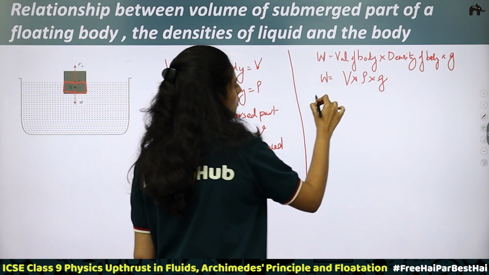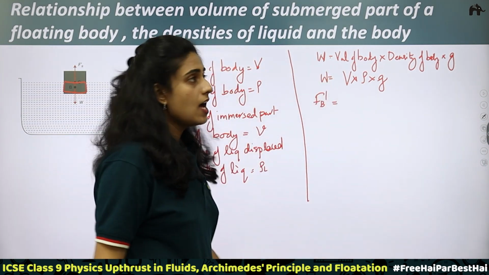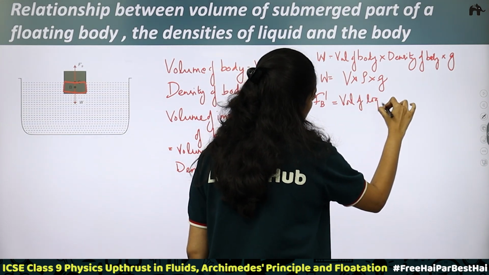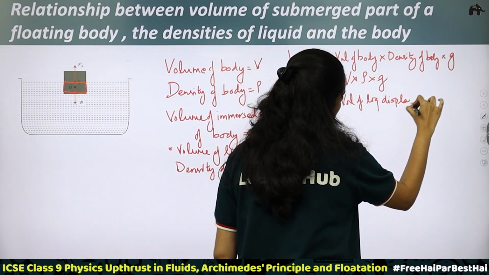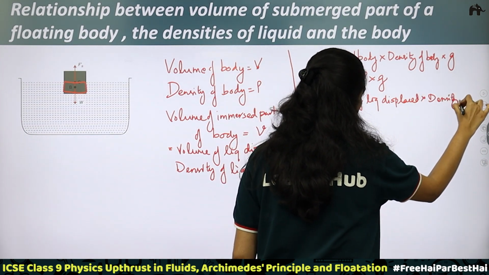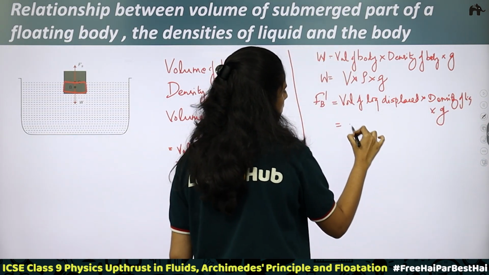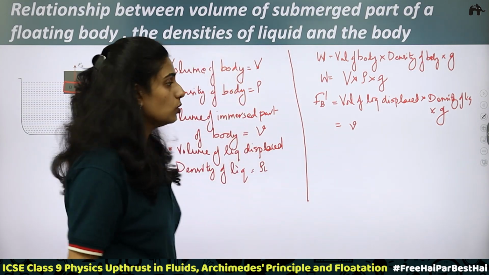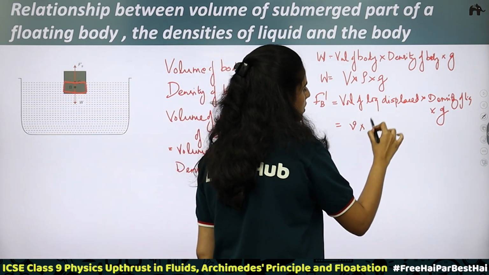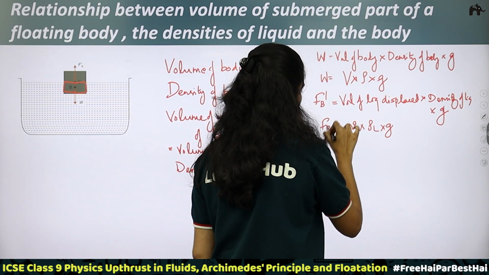Okay. Now, what is the upthrust? What is the upthrust here? Upthrust is equal to volume of liquid displaced into density of liquid into acceleration due to gravity, which is equal to, volume of liquid displaced is equal to the volume of body that is immersed in the liquid, v, into density rho L into acceleration due to gravity g, F B dash.